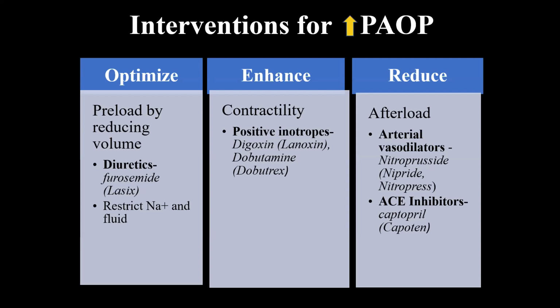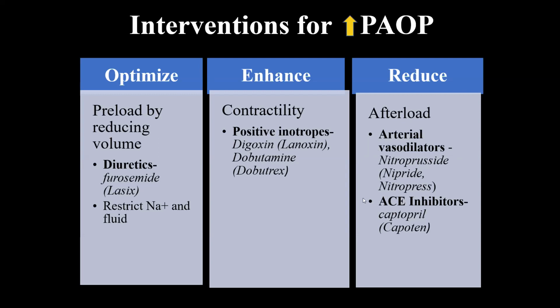We want to reduce afterload because we want to be able to get that blood out of the heart. The heart's kind of failing, so we don't want a lot of resistance. So you might see them on a Nipride or Nitropress drip. This is a potent arterial vasodilator.